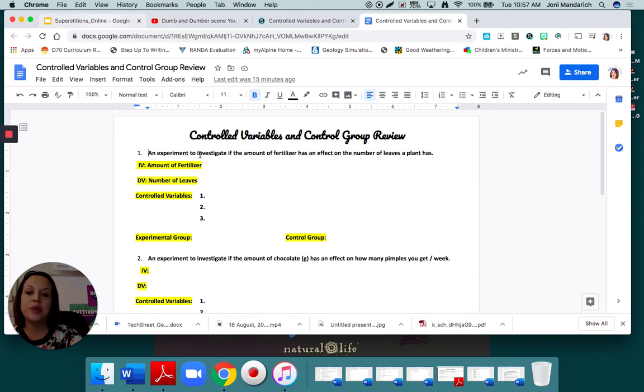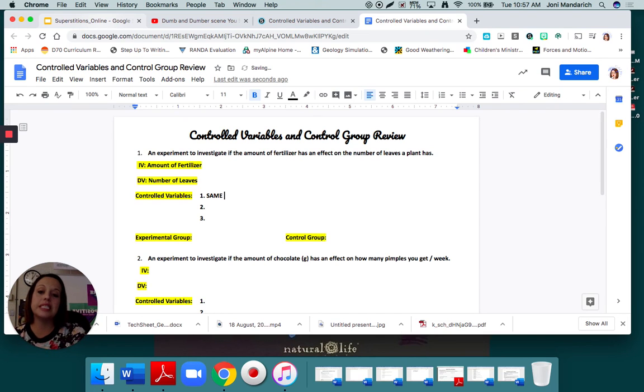Remember, an experiment to investigate if the amount of fertilizer has an effect on the number of leaves a plant has. So remember, to be a valid experiment, I have to have controlled variables, an experimental group, and a control group. We said that the IV was the amount of fertilizer and the DV was the number of leaves. So what do controlled variables always have to start with? Same. They have to start with same.